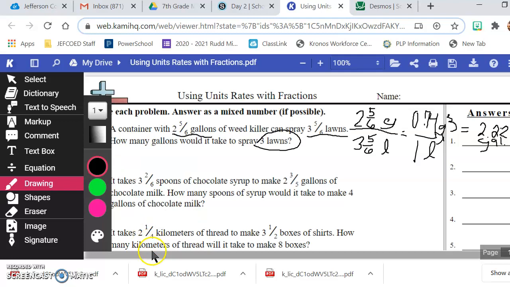All right, let's do one more practice problem. So it takes 3 2/6 spoons of chocolate syrup to make 2 3/5 gallon of chocolate milk. How many spoons of syrup would it take to make 4 gallons of chocolate milk? First step, you want to set up your rate. In this case, it would take 3 2/6, put an S for spoons, per, in this case, 2 3/5 gallons. Now notice we're going to come to your Desmos calculator because it can do the fractions fairly easy for you.